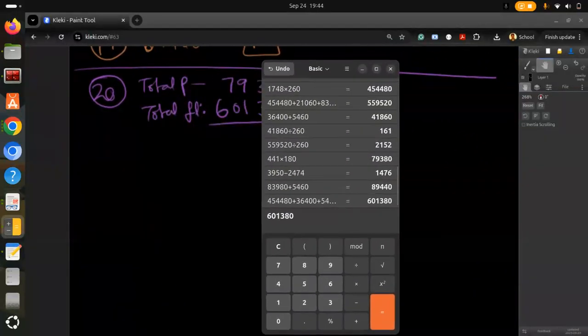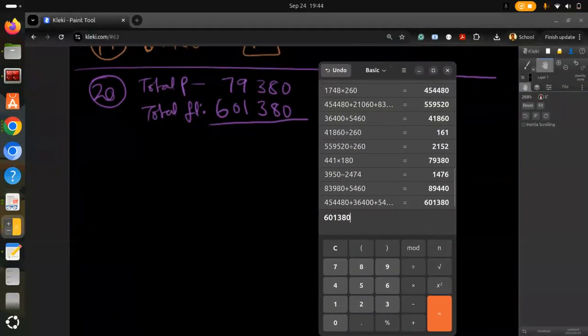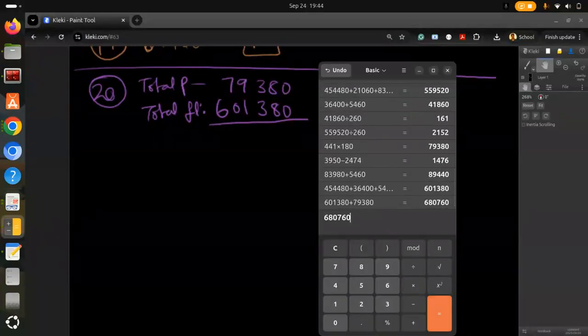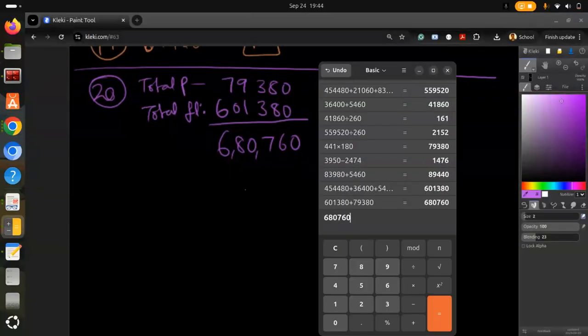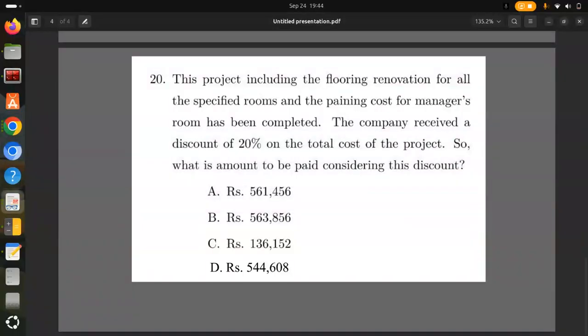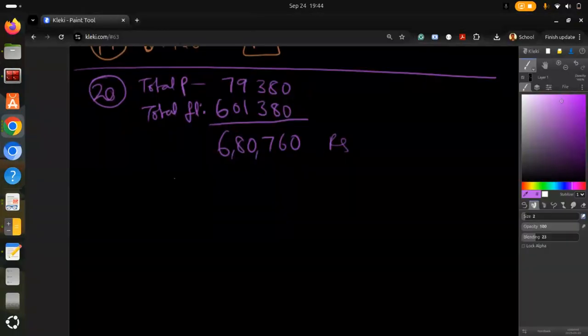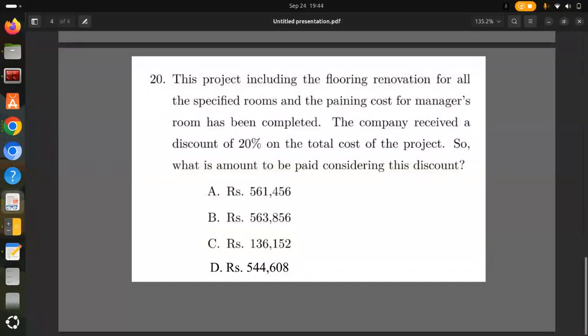Anyway, let's add these two numbers. To this total, I will add this number, 79,380. That gives me 6,80,760. 6,80,760 rupees is the total bill for painting and flooring. Actually, I should have given that as one of the options. But anyway, now we need to consider the 20% discount. What is 20% of this?